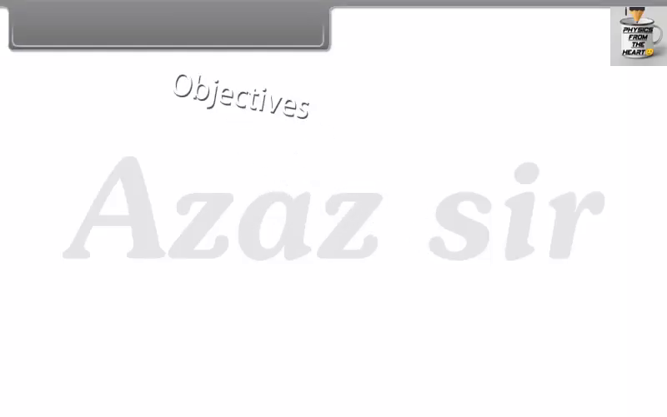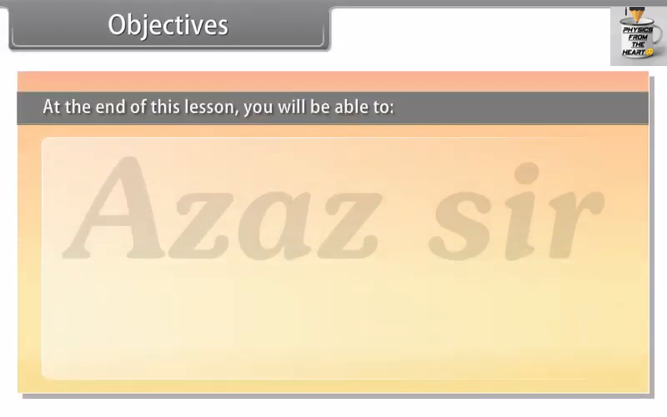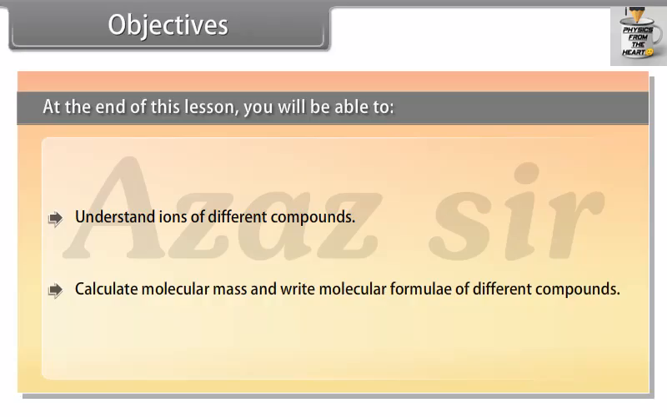Objectives. At the end of this lesson, you'll be able to understand ions of different compounds, calculate molecular mass, and write molecular formula of different compounds.